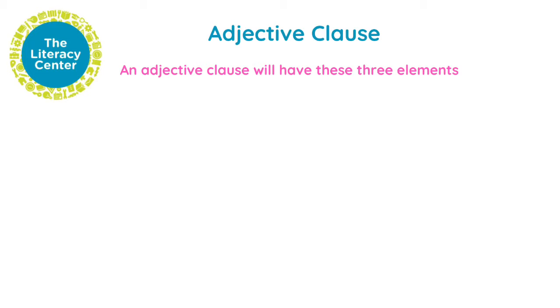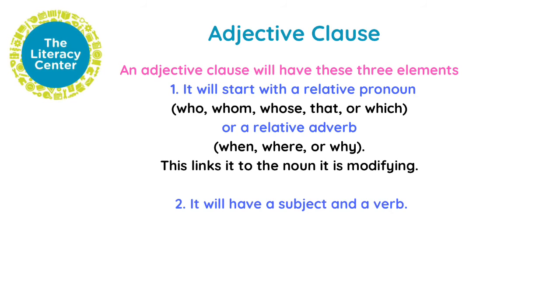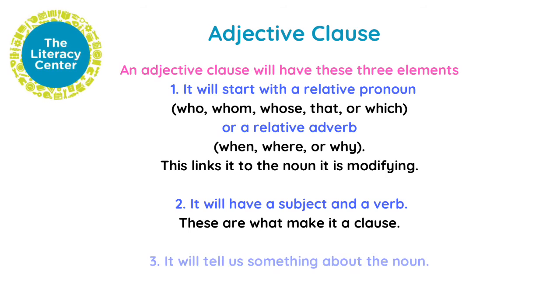An adjective clause will have 3 important elements. Number 1, it will start with a relative pronoun, for example, who, whom, whose, that, or which. Or it will start with a relative adverb, for example, when, where, or why. This links it to the noun it is modifying. Element number 2, it will have a subject and a verb. As we all know, these are what makes it a clause, right? And element number 3, it will tell us something about the noun. This is why it is kind of an adjective.